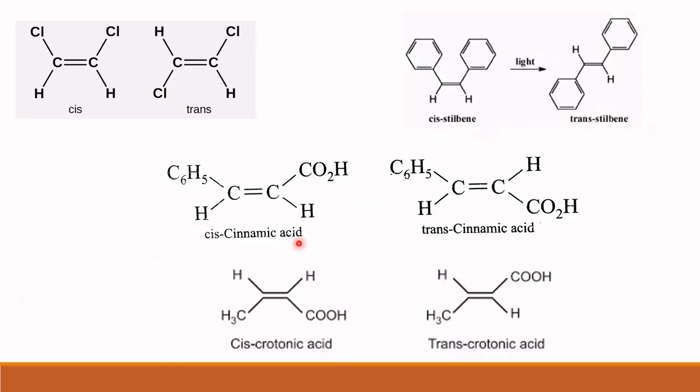Next example is cinnamic acid. In cis-cinnamic acid, the two hydrogen groups are on the same side, whereas in trans-cinnamic acid, the two hydrogen groups are on the opposite side of the double bond. Next example is crotonic acid. In cis-crotonic acid, the two hydrogen atoms are on the same side, whereas in trans-crotonic acid, the two hydrogen atoms are on the opposite side of the double bond.